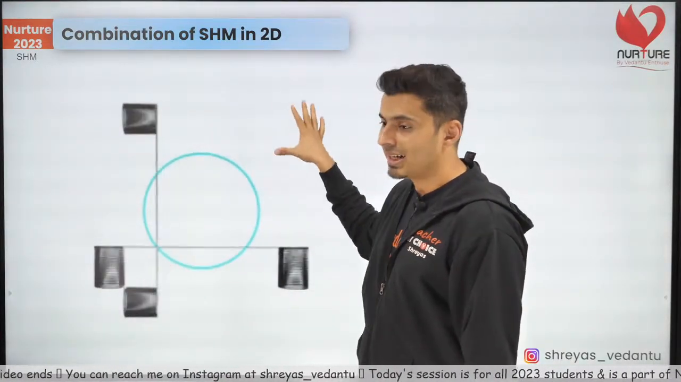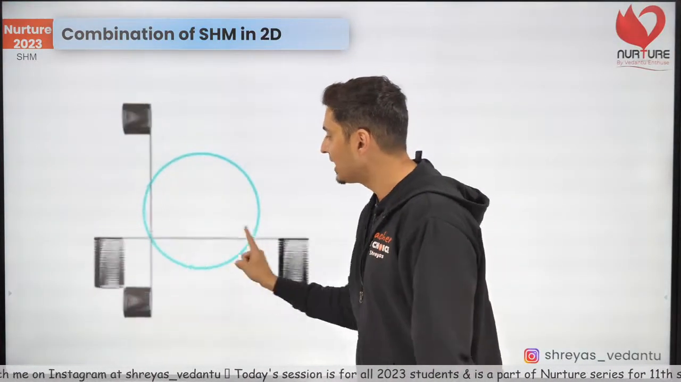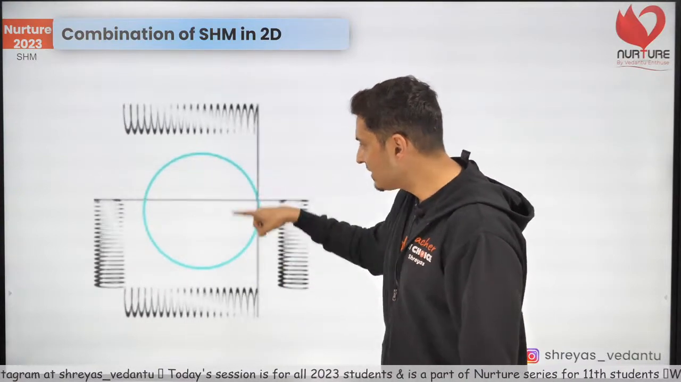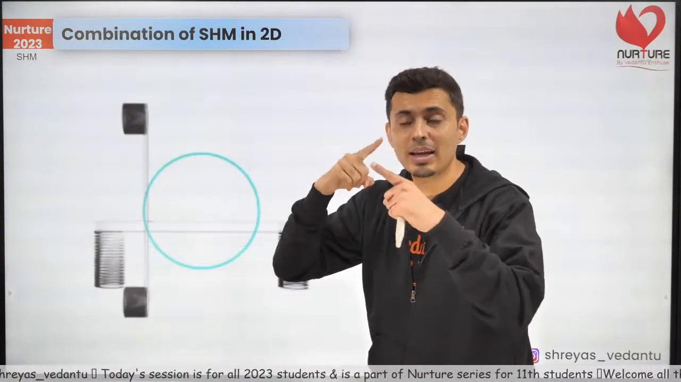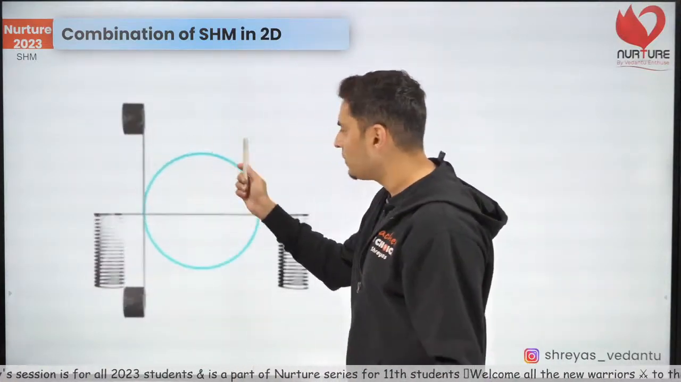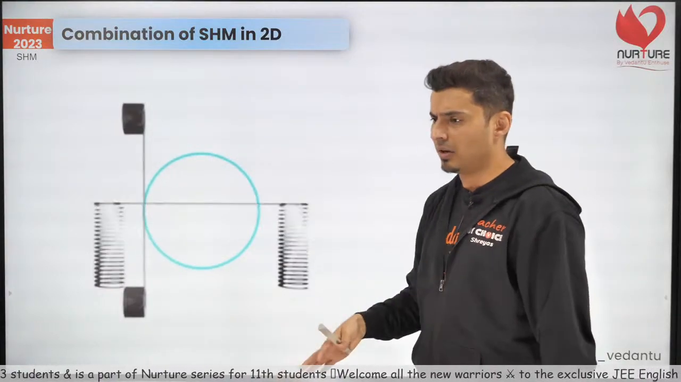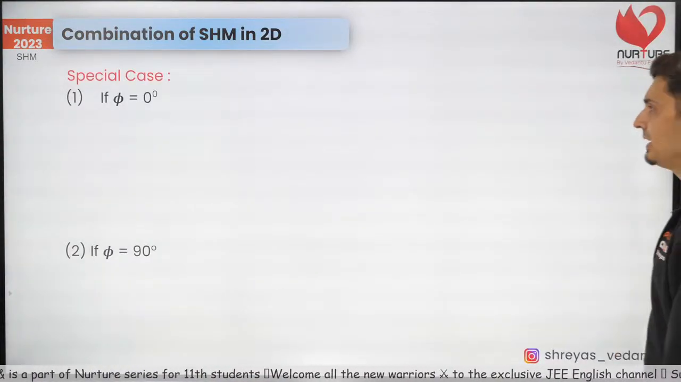So what we want to analyze is if you combine one SHM which is going in the x-axis, one SHM which is going in the y-axis, then how will their combination look like? As simple as that. In this case, obviously it looks like a circle, but is it always going to be a circle? Oh well, no. It's not going to be a circle every time.